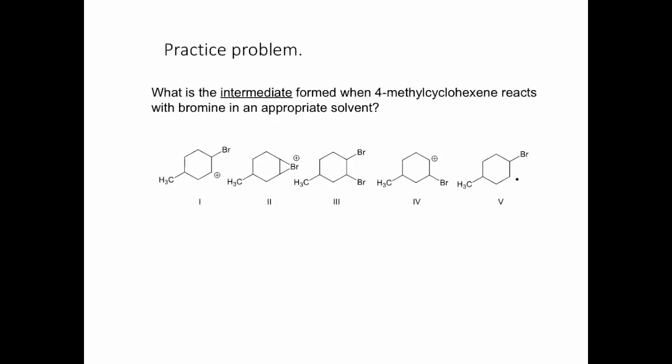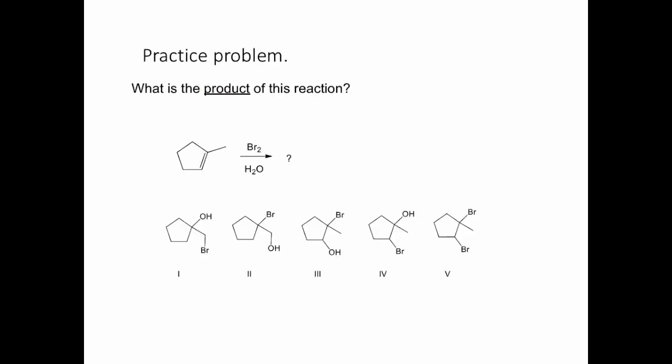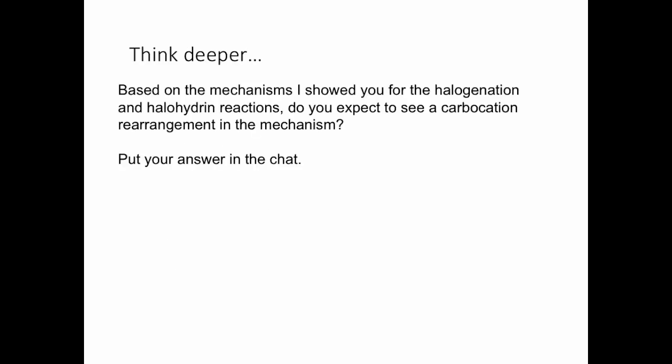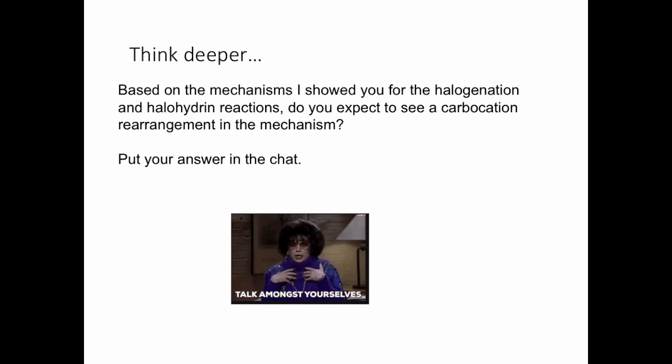Now test your knowledge. What is the intermediate formed when 4-methylcyclohexene reacts with bromine in an appropriate solvent? Put your answers in the chat. Now look at this reaction and determine the product. Based on the mechanisms I showed you for the halogenation and halohydrin reactions, do you expect to see a carbocation rearrangement in the mechanism? Why or why not?